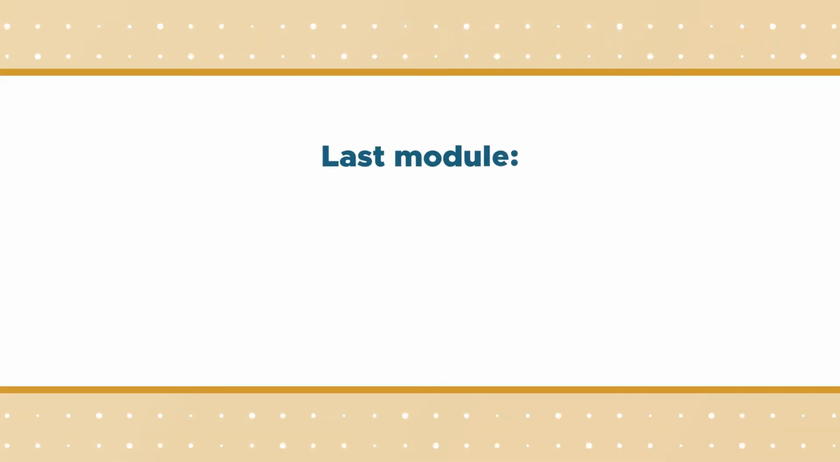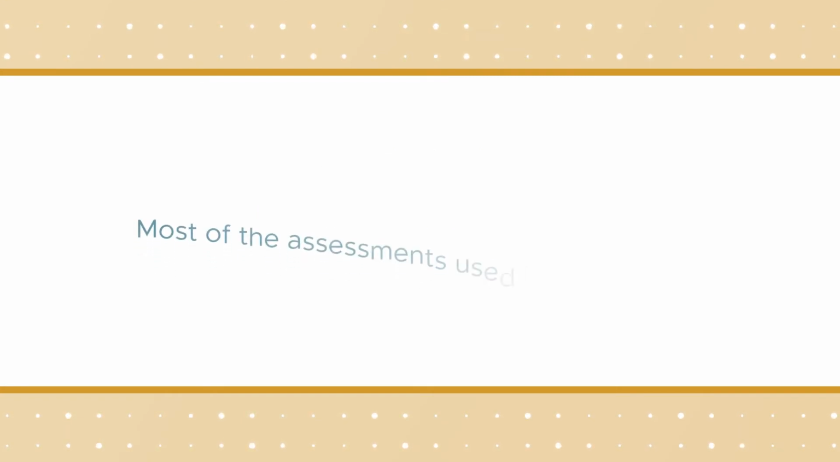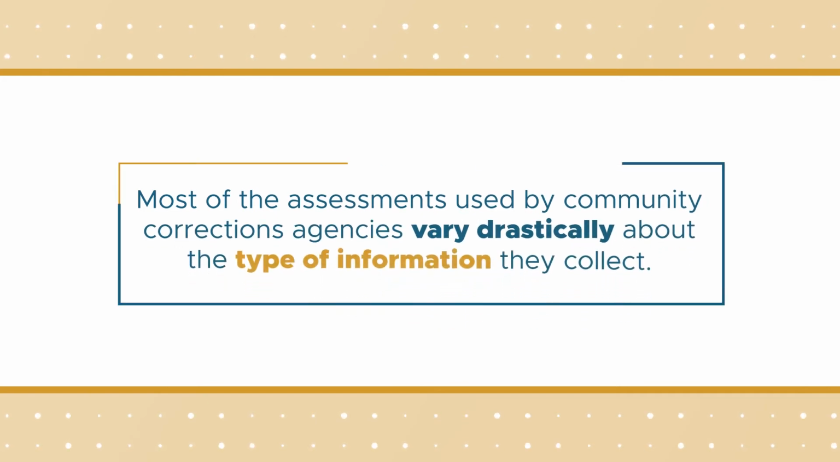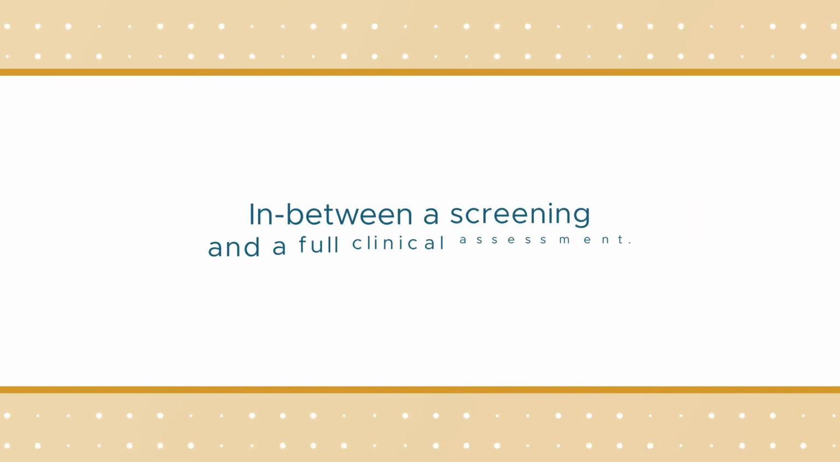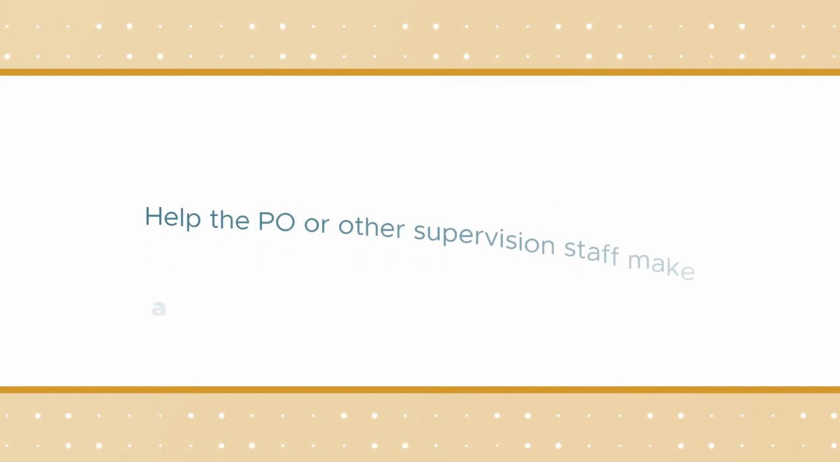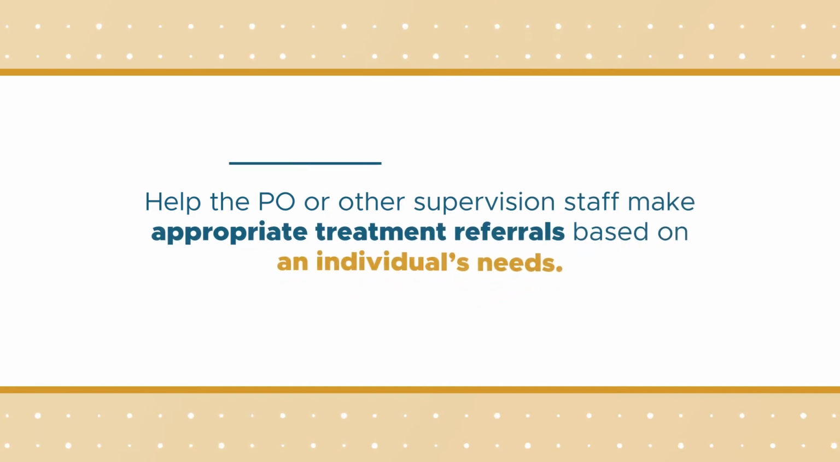In the last module, we reviewed the difference between a screener and assessment tool. Remember, most of the assessments used by community correction agencies vary drastically about the types of information they collect. As a result, these tools like the LSIR, Compass, or ORAS are actually tools that can be described as in between a screening and a full clinical assessment. Assessment results from the Compass, ORAS, and others are not meant to diagnose individuals, but to help the PO or other supervision staff make appropriate treatment referrals based on an individual's needs.